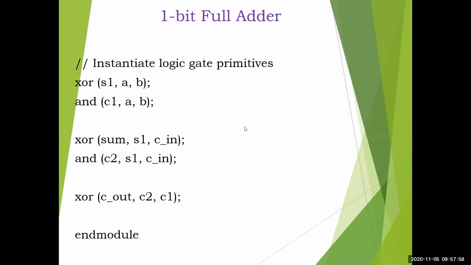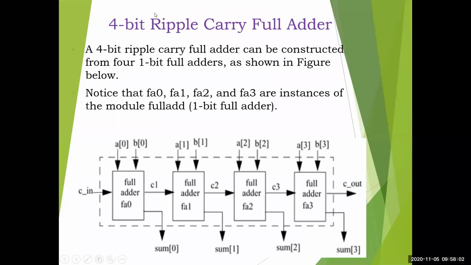For the 4-bit full adder I am only calling the instance. A 4-bit ripple carry full adder can be constructed from 4 1-bit full adders as shown in the figure below. Note that here FA0, FA1, FA2, FA3 are instances of the module full add. That's why I have written the 1-bit full adder first with the name full add.